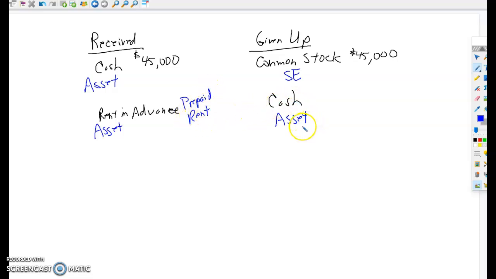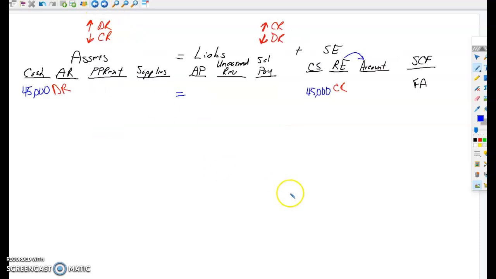And then cash will go down. And by the way, you'll find account names in your textbook. If you get confused, just go back to your book. So if I put that on here, cash is going down $24,000. Prepaid rent is going up $24,000. Sorry, those are a little close together. Okay, so nothing happens on the other side. It's an asset exchange. We gave up cash in exchange for prepaid rent.